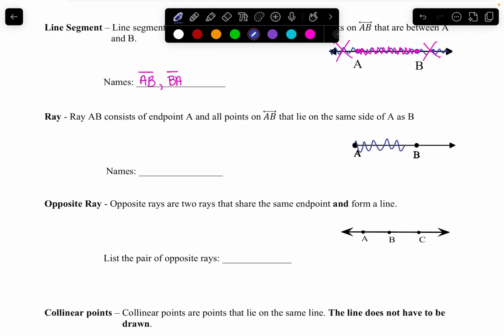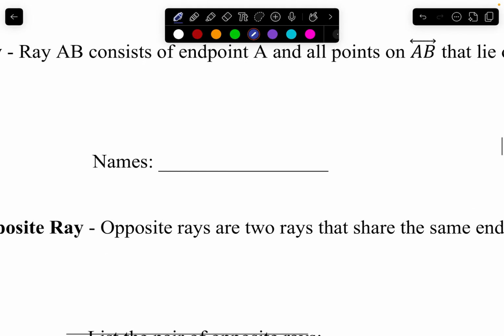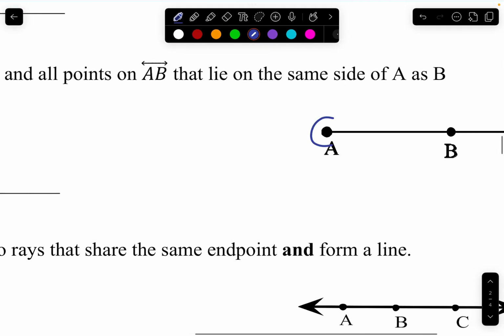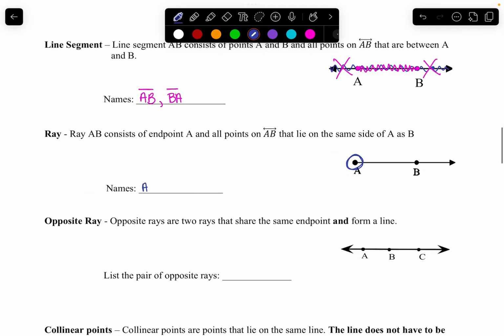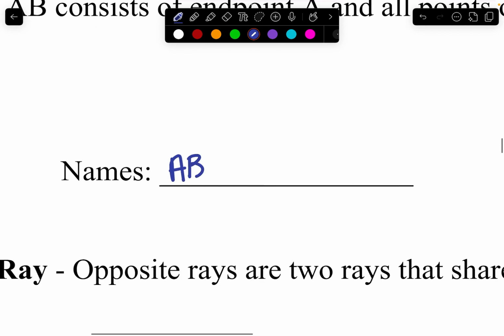All points that are on this ray here are to the right of A. So B is to the right of A, and all the other points are to the right of A. So this is going to be considered a ray. And the way that we write a ray is the endpoint letter must be first. So this is endpoint A. It starts here. So I have to name this AB with a ray symbol going over the top of it. That is the only way that I can name this ray.